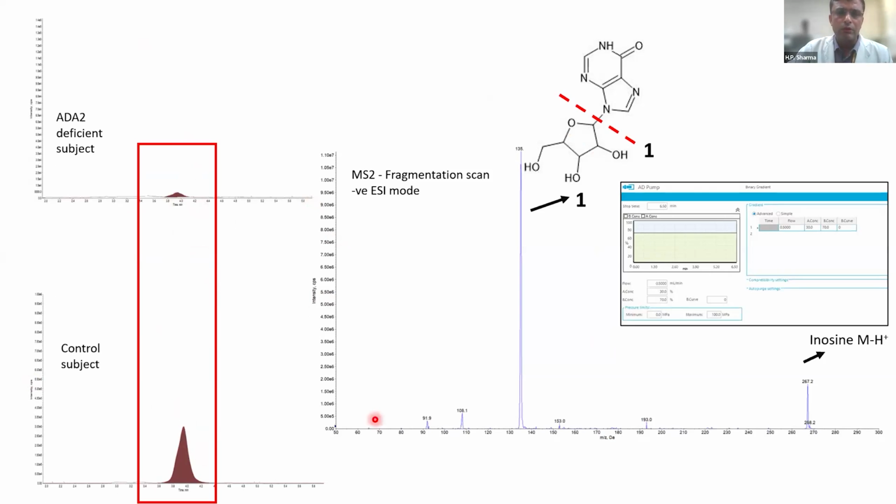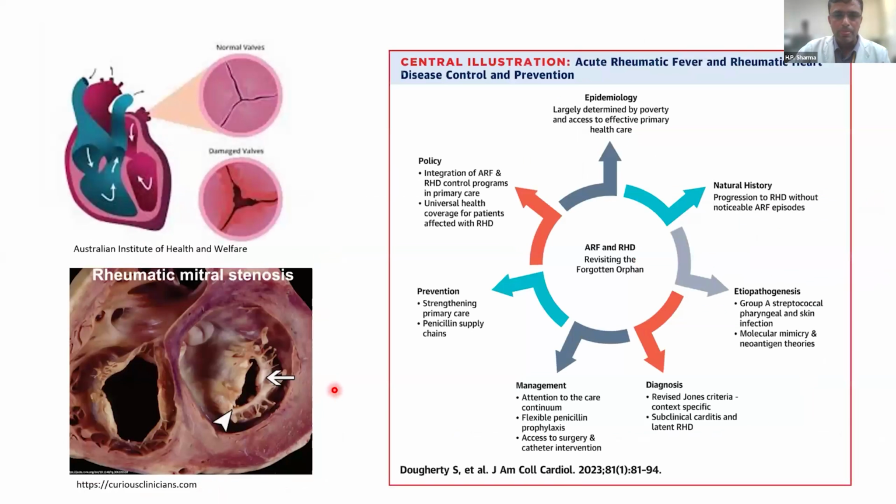Surprisingly, in one of the patients, the genetic report said that ADA2 deficiency is not there, the genetic alteration is not there. But because of the diagnosis and the symptoms the patient had, we subjected them to the same test, and we could see that yes, quantitatively the inosine was low, and even in the patient's parents, the inosine levels were low.